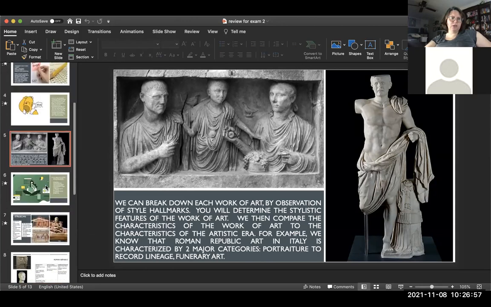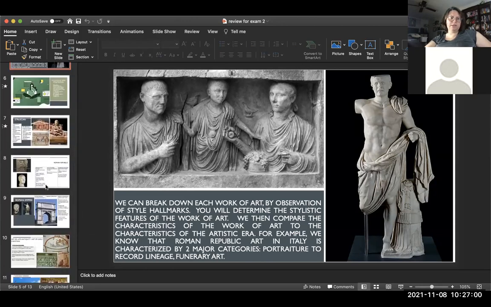I apologize. I usually have a slide that shows you an example of recording the lineage, or you'll get a statue like this that has a couple of other heads in it. So it'll be one full statue and the man will be holding two heads. Those two heads are how that man got his patrician lineage. It's how he inherited his social class. Does that make sense? Yes. Okay. Thank you for asking that question.